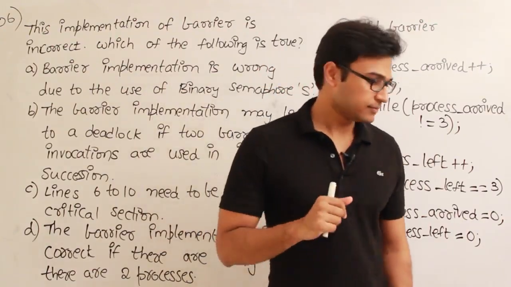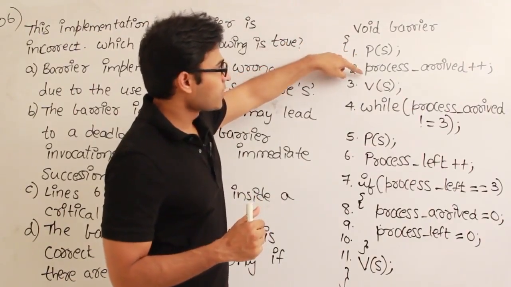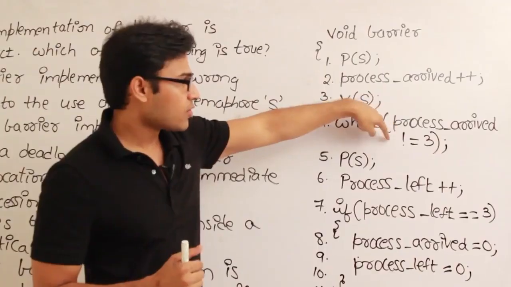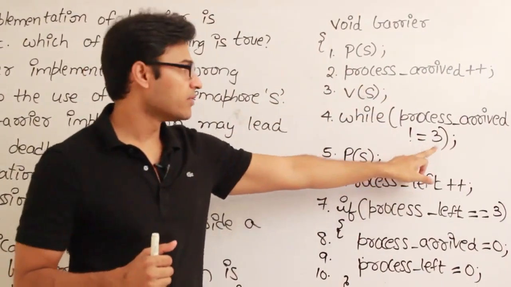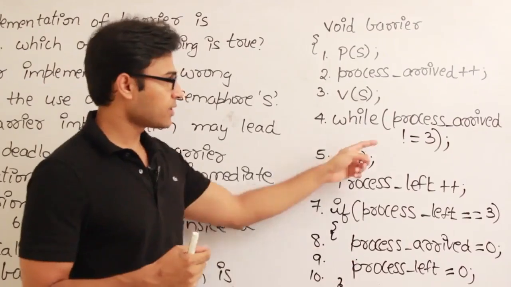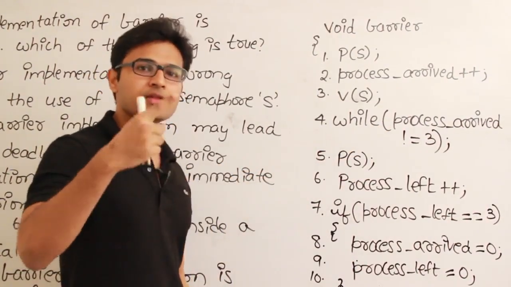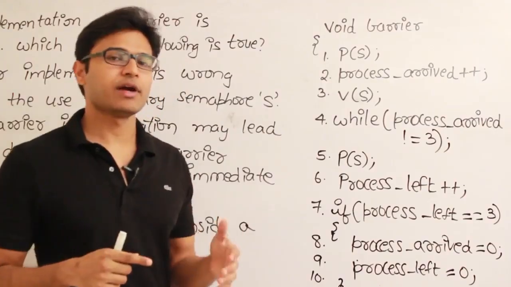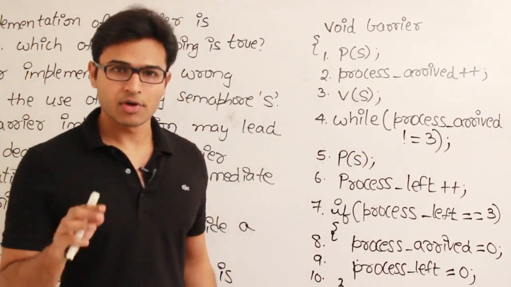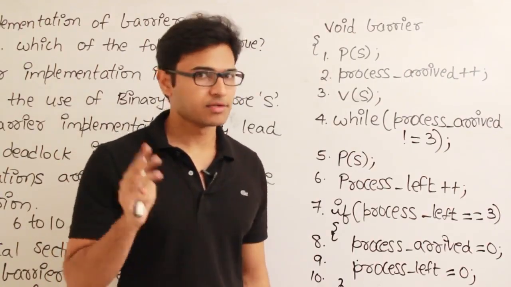Just watch it here. Now any process which arrives is going to do process arrived plus plus, right? While process arrived is not equal to 3, they will busy wait. So this is a while loop with a semicolon, which means as long as the number of processes arrived is not equal to 3, they are going to fall into an infinite loop, which means they will continuously wait until process arrived equals 3, because here the question is they are working with a group of 3 processes. That is what they said.